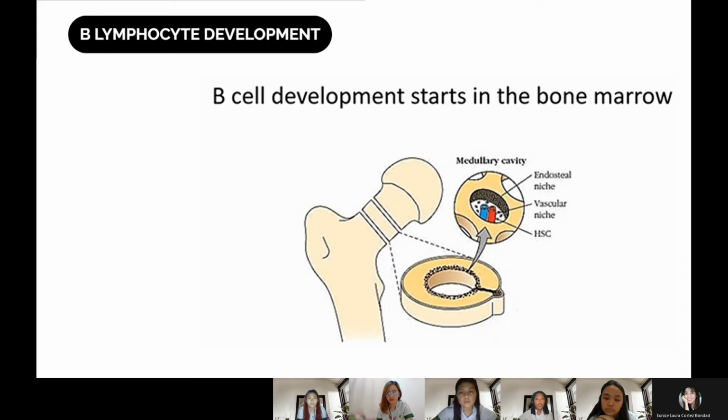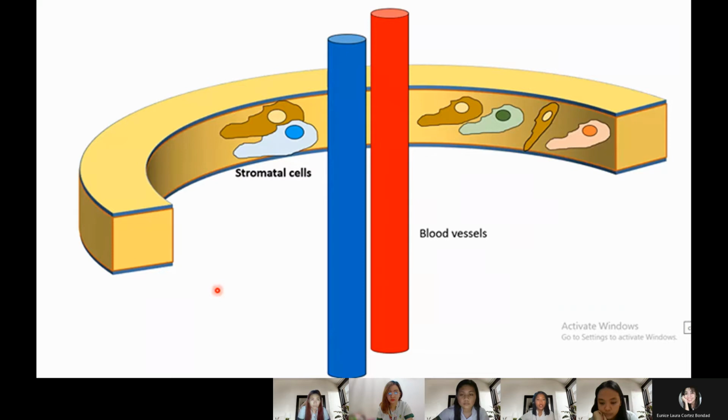Inside the bone marrow, there is an endosteal niche. The endosteal niche is closer to the bones where the osteocytes are, and there is another niche known as the vascular niche around the blood vessels. Next slide, please. Now, in the endosteal niche, there are certain cells known as the stromal cells, which play a crucial role in B cell development. Next slide.